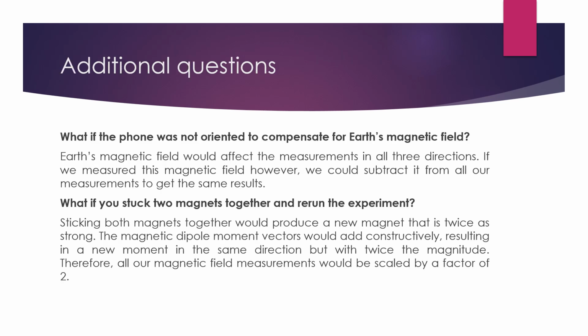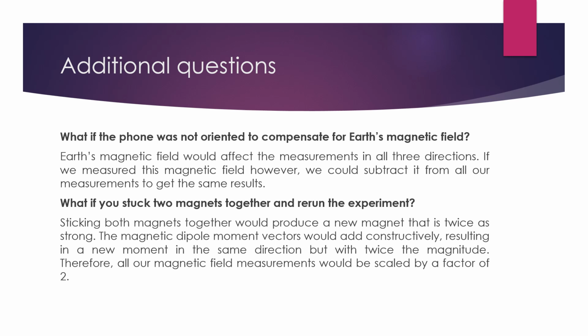The first additional question is: what if the phone was not oriented to compensate for Earth's magnetic field? In this case, the field would affect the measurements in all 3 axes. However, we could measure this field and subtract it from all our measurements to get the same results.